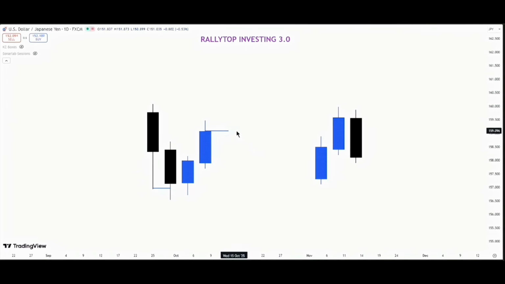Remember, the closure above that I'm talking about is not a small body closing above this horizontal line. No. I'm talking about a full body candle closing above this previous day's close. I want to see a convincing candle closing above. I also want you to understand that when price opens the next day, 70 to 80% of the time, it will first travel back down before expanding higher.